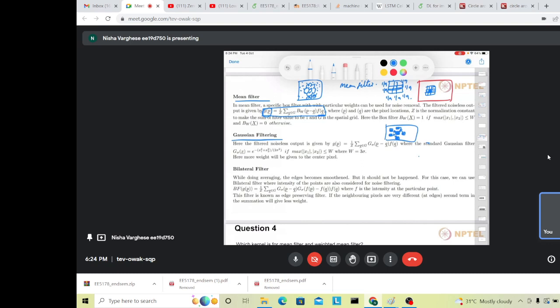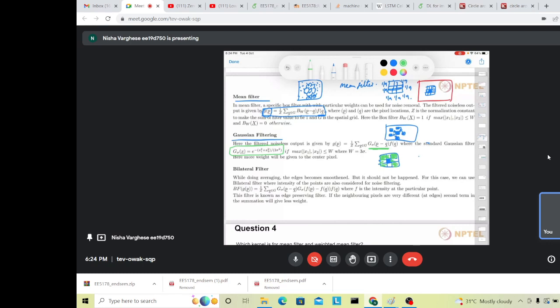Here the box filter won't have the same value 1 by 9 all over, but it will have a higher weightage at the center, and as we move to the edges it will have a lower weightage. Okay, that type of filter is known as a Gaussian filter. So G sigma will have this equation. So it depends on the position also.